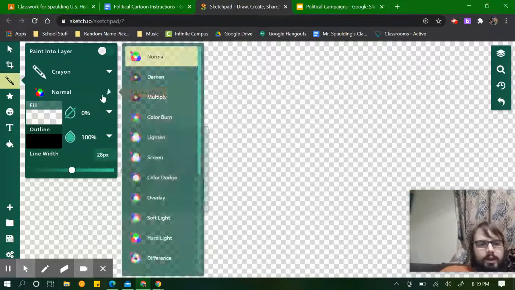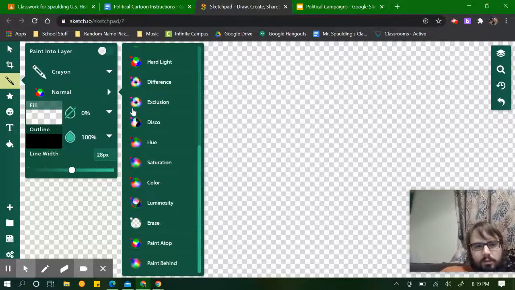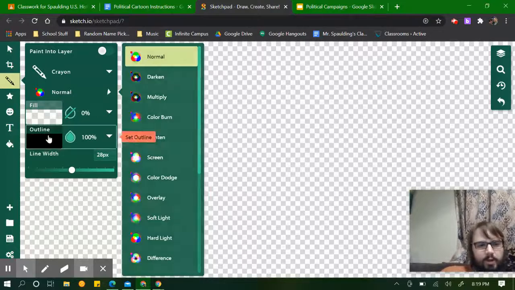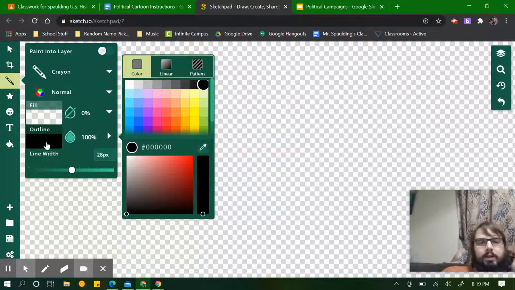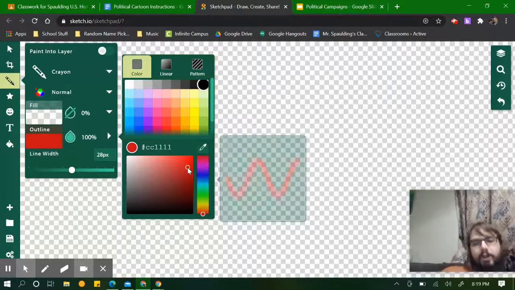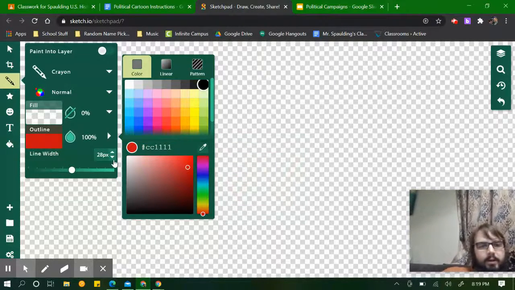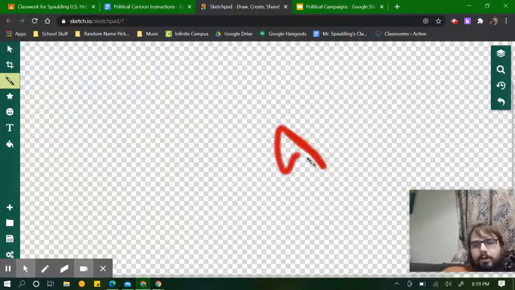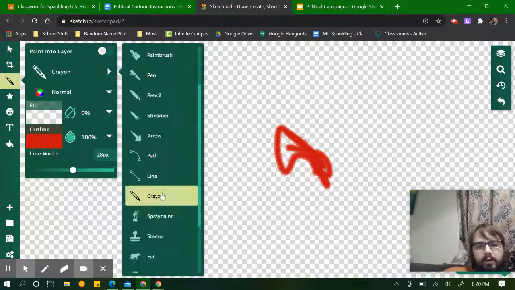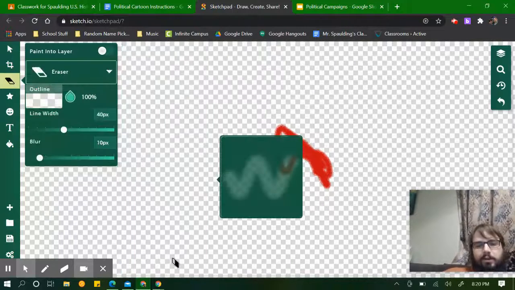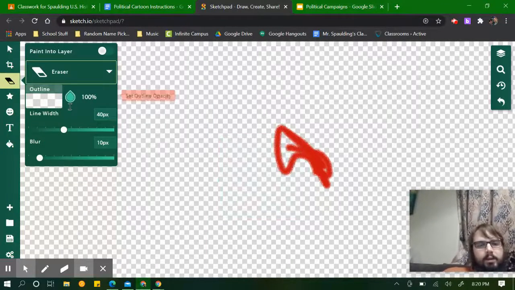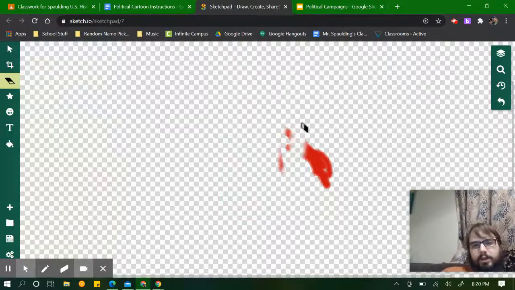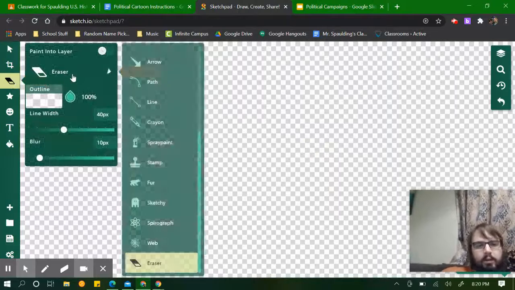Okay? Then, if you want to, I'm trying to remember how to change the color. Oh, you just click on the actual color of the line itself, which is currently black. There you go. And then you can click, like maybe I want red. Then you set it up, and then you can draw with your red crayon. Pretty straightforward. If you want to erase, it's also at the bottom of this. You just scroll on down, click erase, and you can change the size of it, but it'll erase pretty well for you.